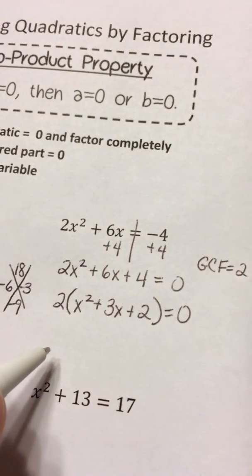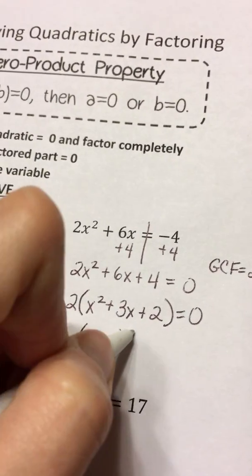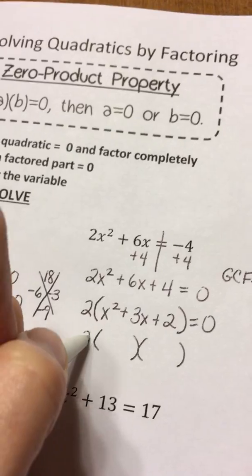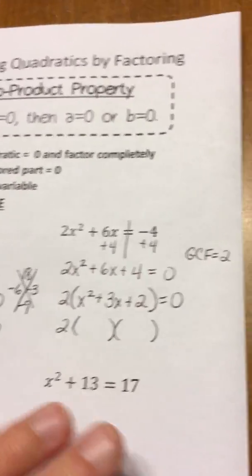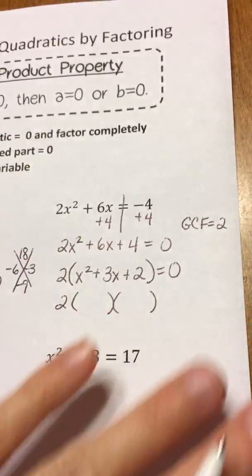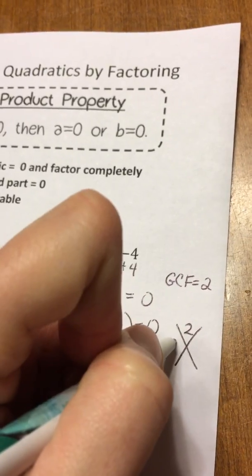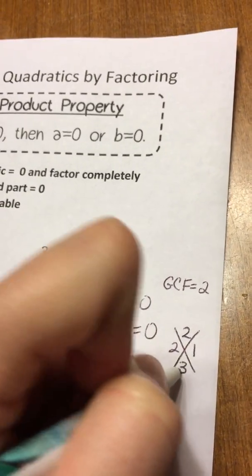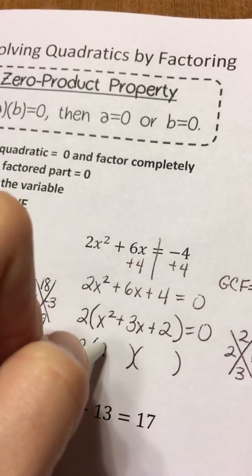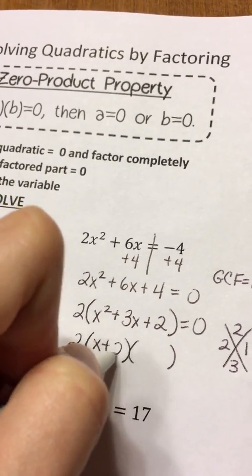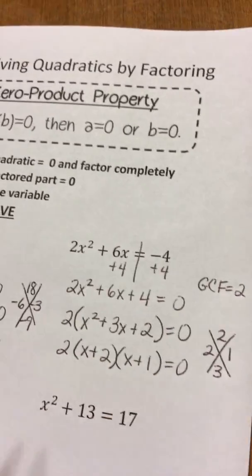So you factor out that 2. Then this part in the parentheses, we can break that apart. Again, you could make an x. We were trying to figure out things that multiply to make 2, like 2 times 1, and 2 and 1 add up to 3. So that should work. It's going to be x plus 2 and x plus 1 equals 0.